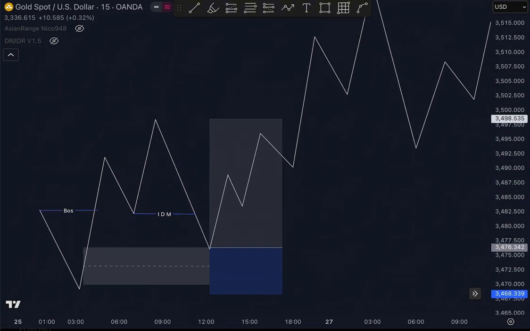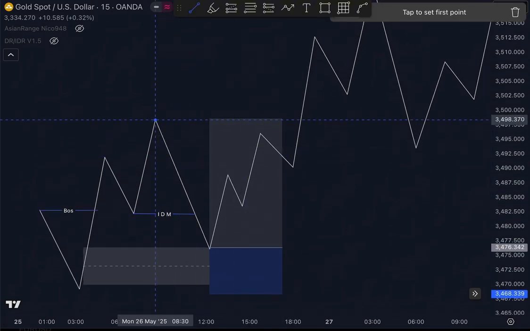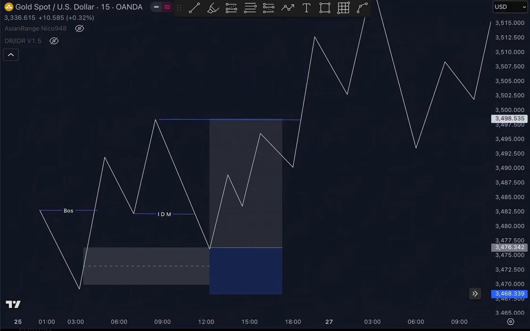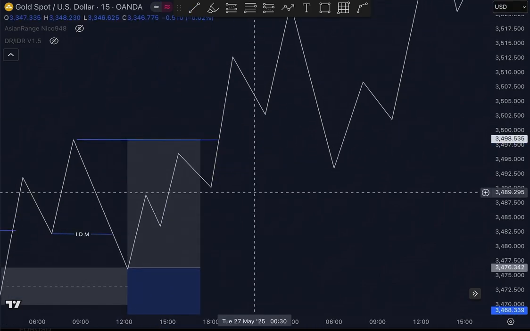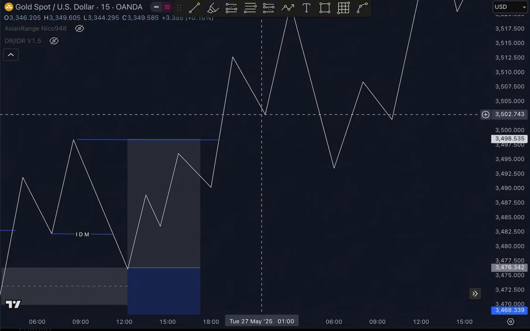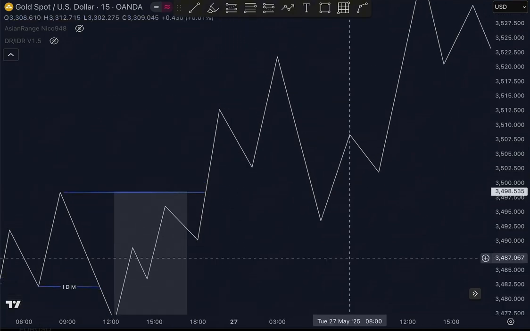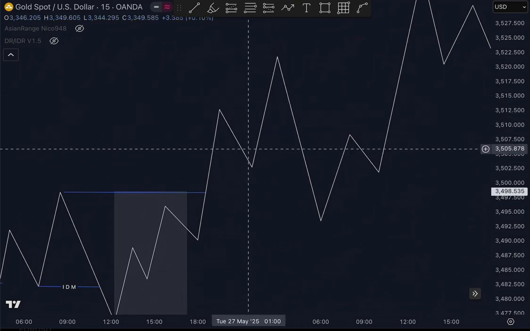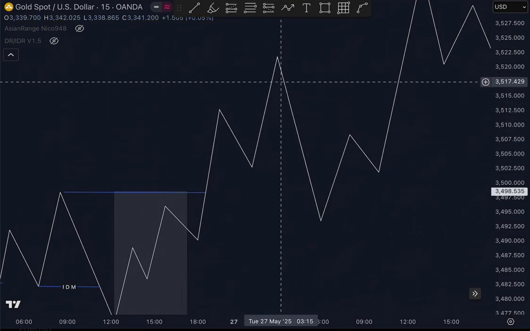You feel me? After a break of structure, after this weak high has been broken, then you wait for the market to actually create another inducement. Remember, you don't take your trade immediately in that support. That support is always an inducement. So you wait for the market to create this inducement to the upside.